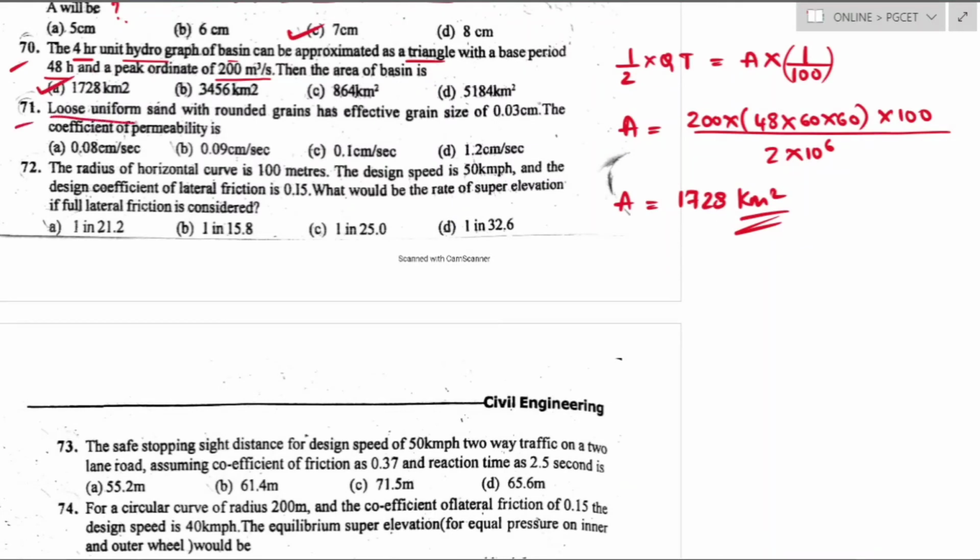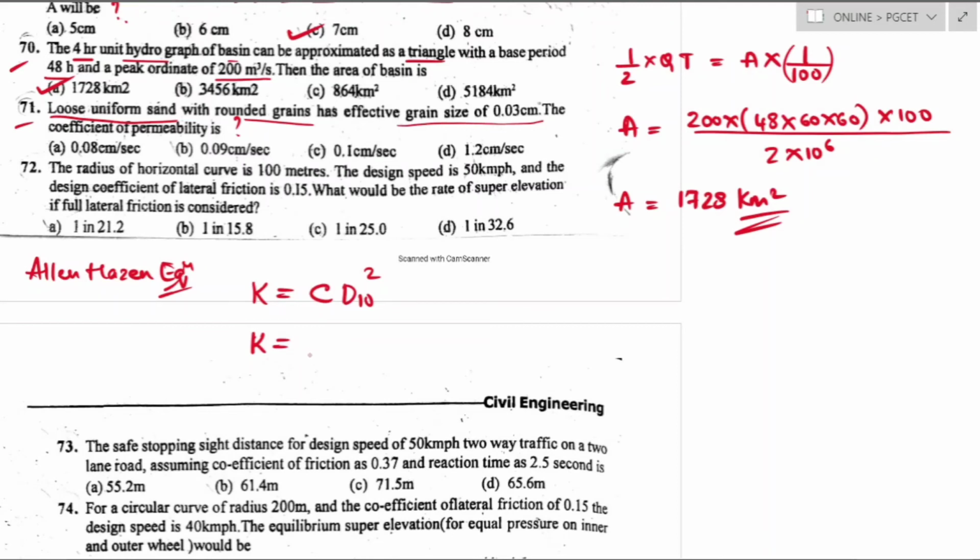Question number 71. Loose uniform sand with rounded grains has effective grain size of 0.03 centimeter. The coefficient of permeability, according to Allen Hazen equation, the coefficient of permeability K is equal to C into D10 square, where D10 is the effective grain size of the sand particle.